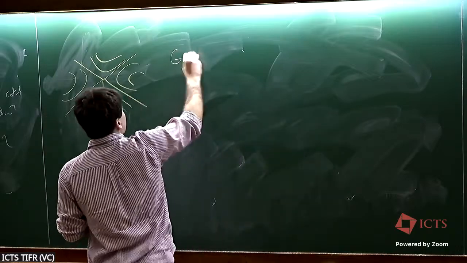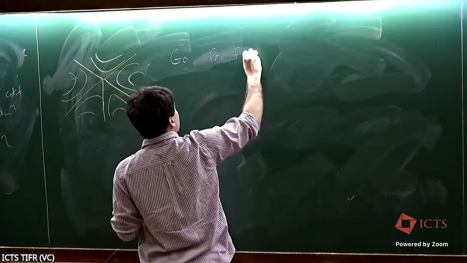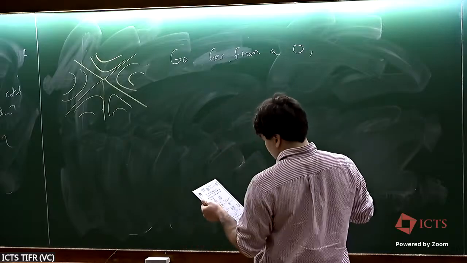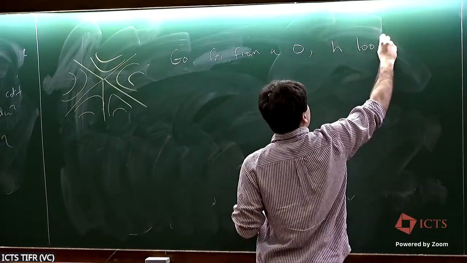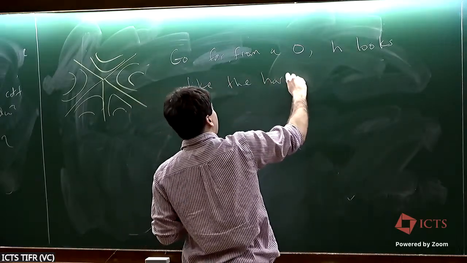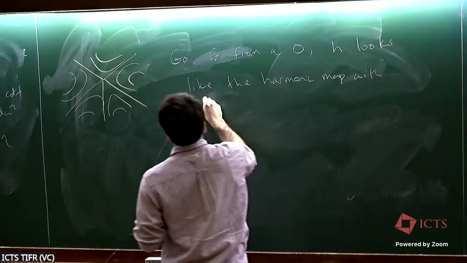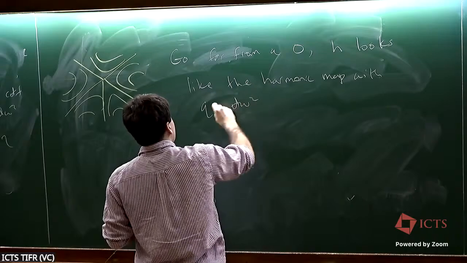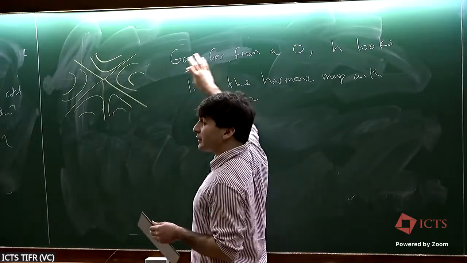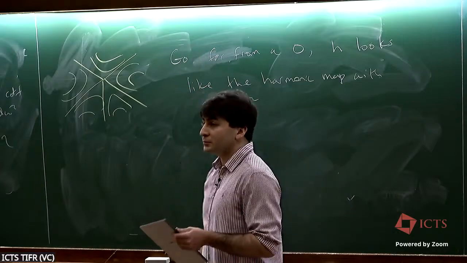And so now if we go far away, let's say go far from a 0, the harmonic map, I called it H, should look like the harmonic map with Q equal dW squared. So if I go very far away from the 0, in the limit, it looks like I'm just a harmonic map on C with the Hopf differential dW squared.